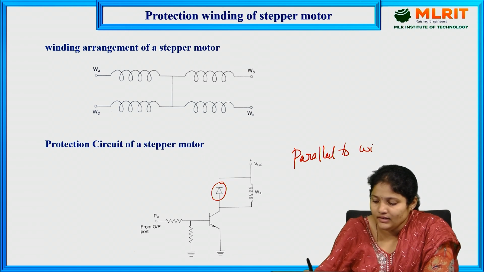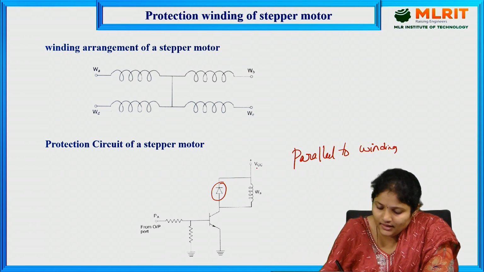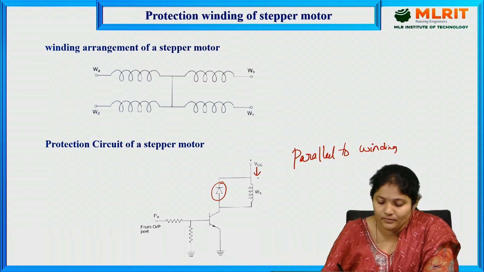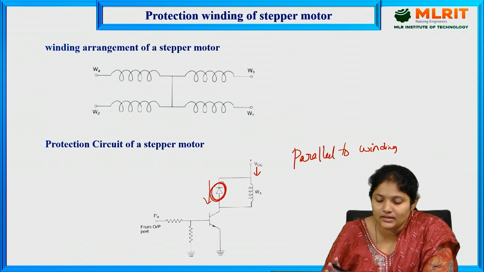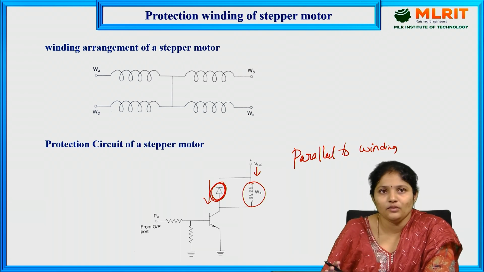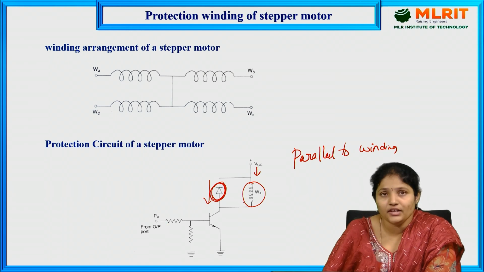Parallel to the winding. So if a high current passes through this winding, the diode will get open circuit and the current will pass like this. If the supplied voltage is proper, then only the windings will be getting the voltage. So this is the protection circuit for one winding.